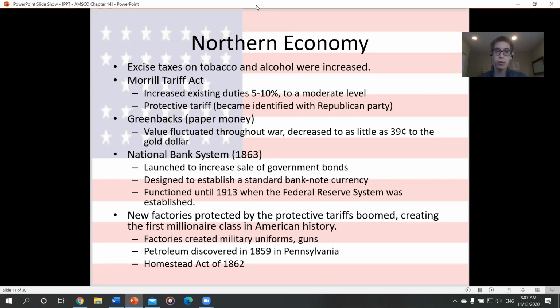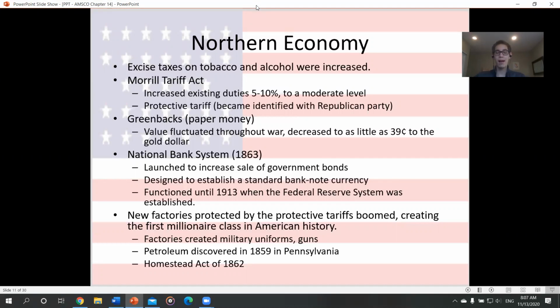Remember, way back in the 1830s, Andrew Jackson vetoed that charter of the Bank of the U.S. So Lincoln kind of brings that back. This was to sell government bonds to raise money and to have one currency for all states, all in the Union. And this exists until 1913, when it'll be replaced by something called the Federal Reserve System. It does the same thing, basically maintaining a stable, consistent economy.